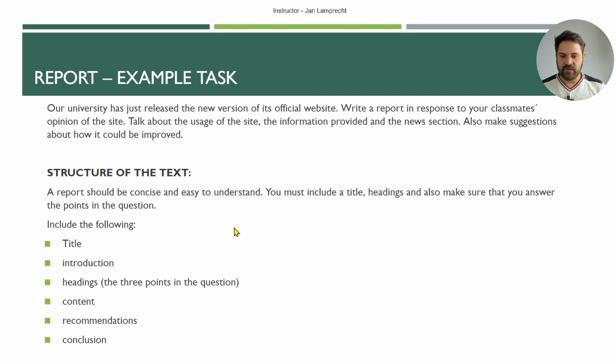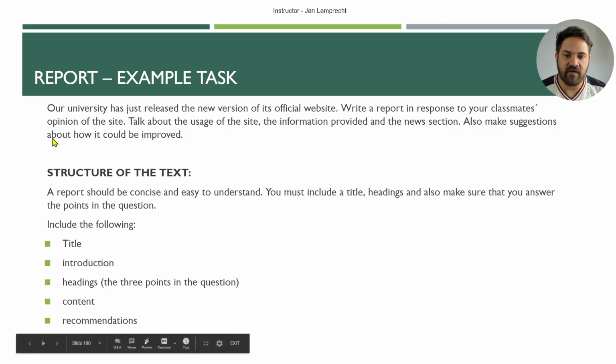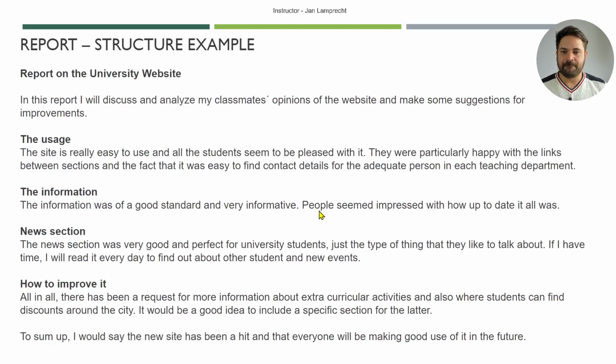So you've got your title, introduction, your headings, okay, and the content. So heading, content, recommendation, and your conclusion. Recommendation could be the suggestion of how it could be improved. So now let's look at a structure example here again. Okay, so in this report I will discuss and analyze my classmates' opinions of the website and make some suggestions for improvements. Good. All right, so this is my title, Report on the University Website. That's my introduction.